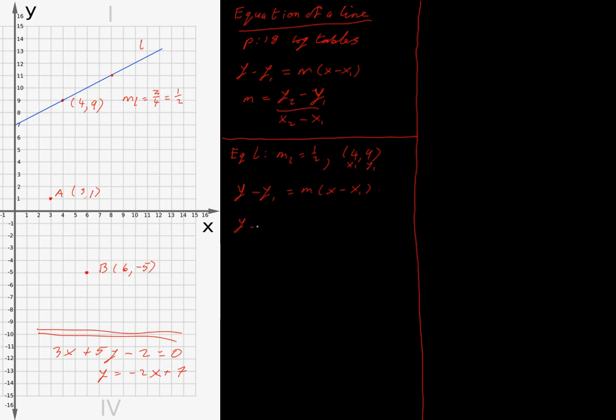So I have y minus, everything always goes in brackets, remember? So y1 is 9, so 9 in brackets, is equal to m is a half, so I put in a half, and x minus x1 is 4. So I write that out, and now I have x minus 4.